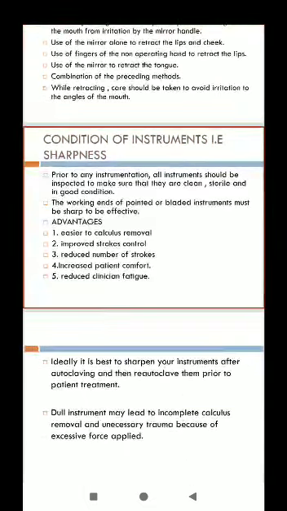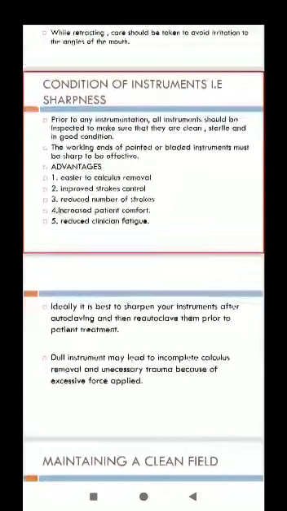Ideally, it is best to sharpen your instruments after autoclaving and then re-autoclave them prior to patient treatment. Dull instruments may lead to incomplete calculus removal and unnecessary trauma because of the excessive force applied.